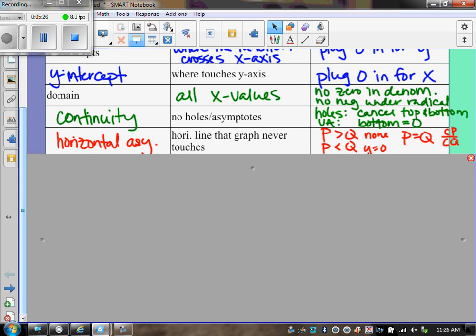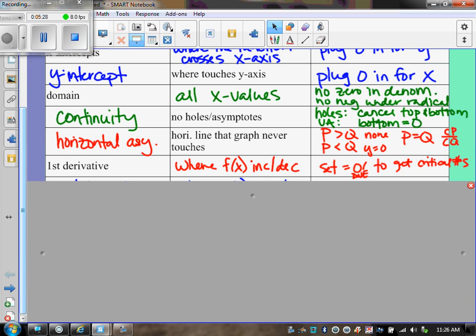Okay, horizontal asymptotes. First derivative. What does the first derivative tell us? Well, the first derivative tells us when our function is either going to increase or decrease. If your first derivative is positive, then your function is increasing. If your first derivative values are negative, then your function is decreasing. So how can we tell if it increases or decreases?